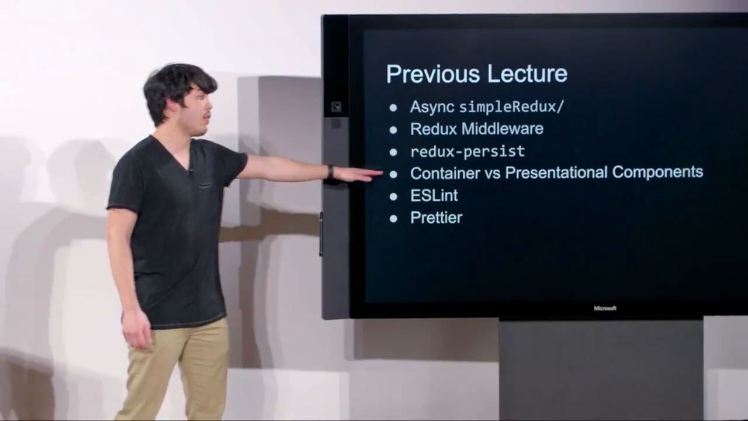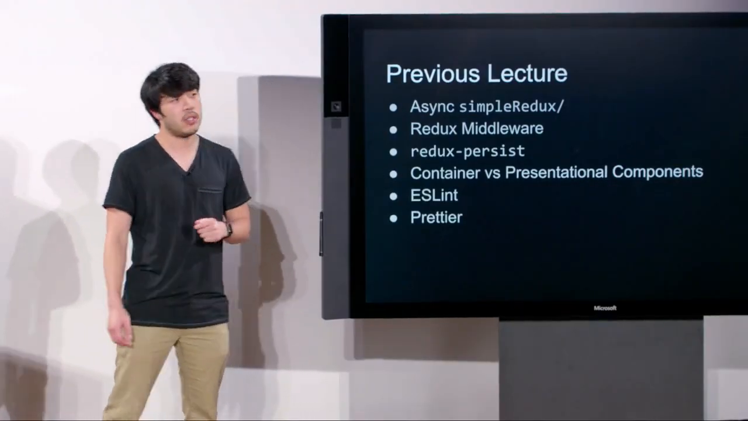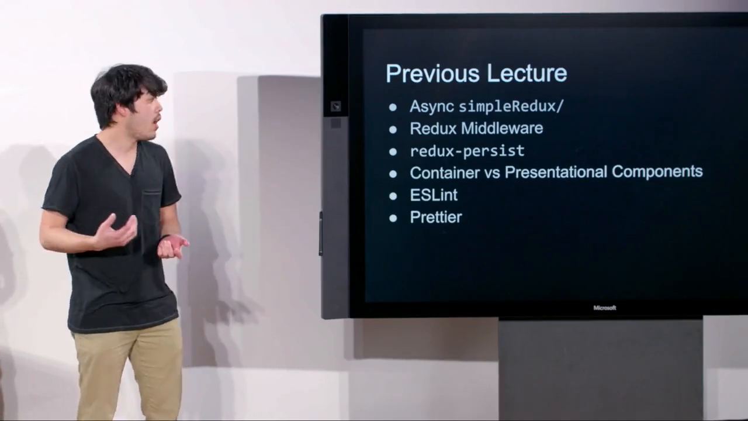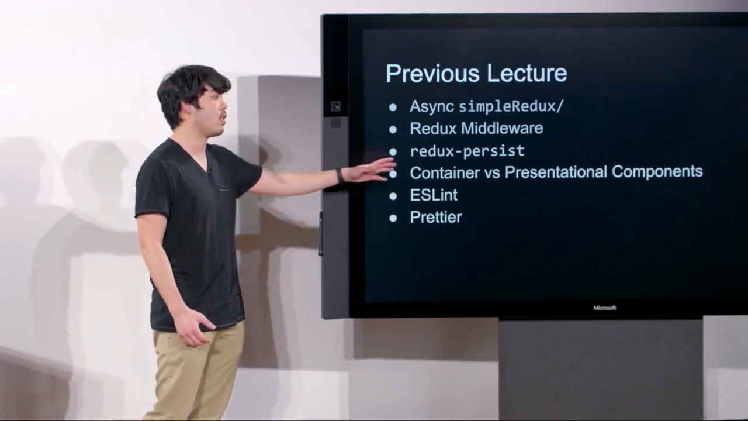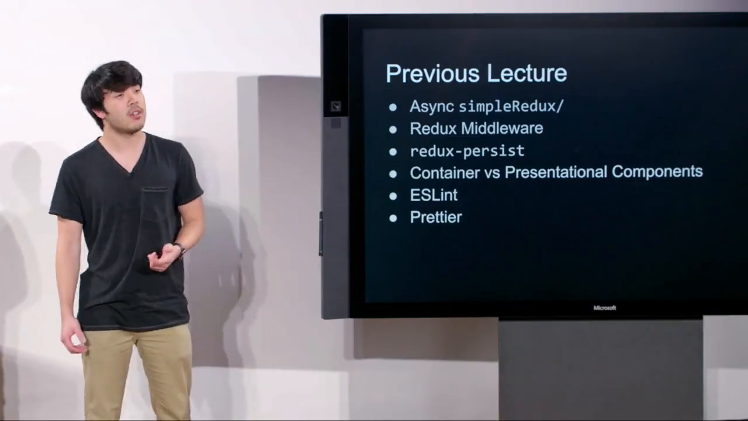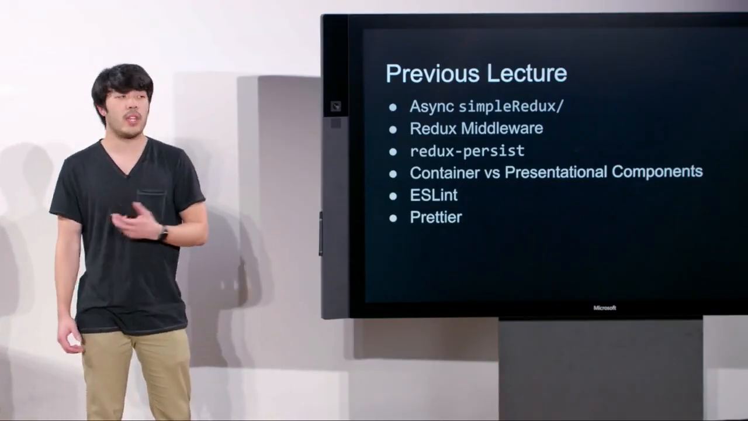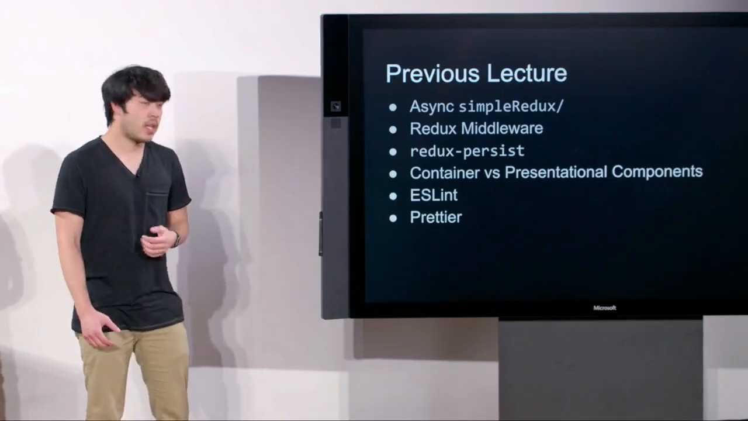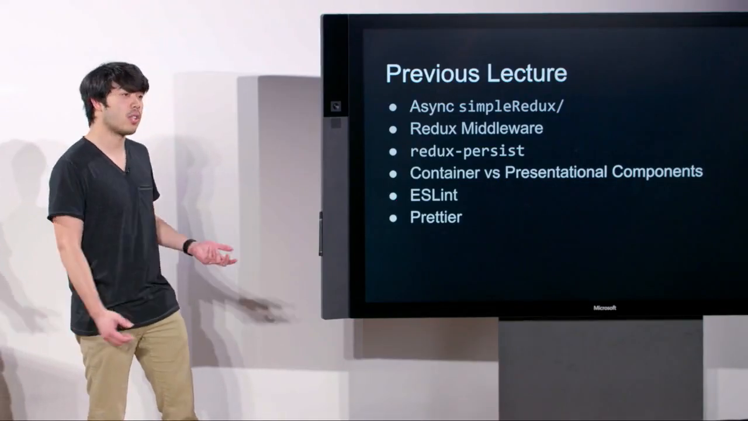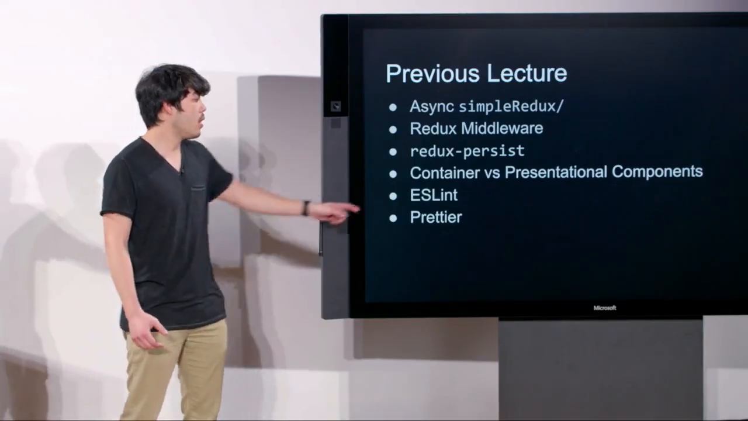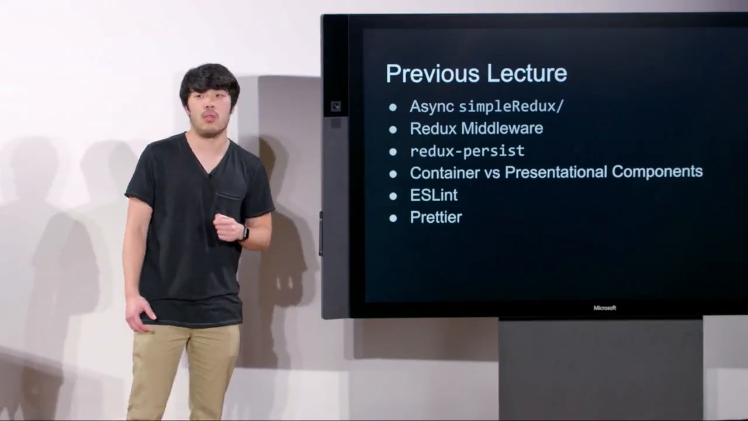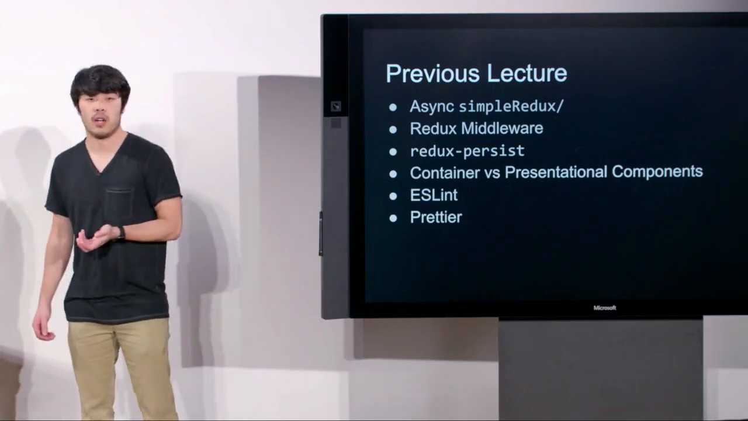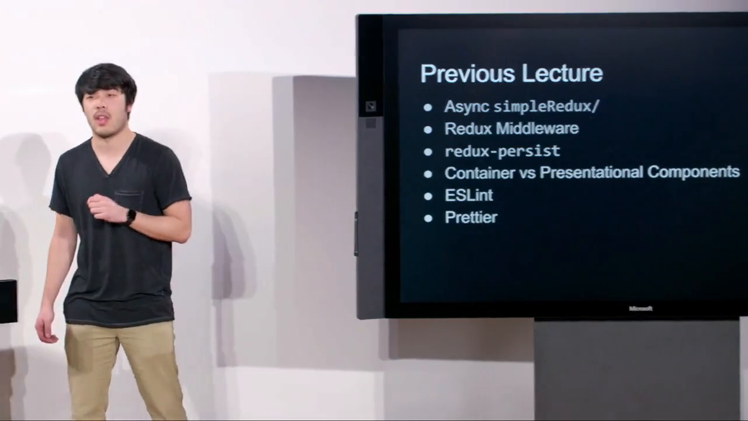We then talked about what the difference was between container and presentational components. So if you remember, container components are the ones that are hooked up to your Redux state, and then they pass down props to what are considered presentational components. And so presentational components only care about the props that they need to display themselves. We then talked about a couple different tools that we can use for writing JavaScript, those being ESLint, which allows us to enforce some style rules, and Prettier, which allows us to automatically rewrite our files such that they abide by these rules.